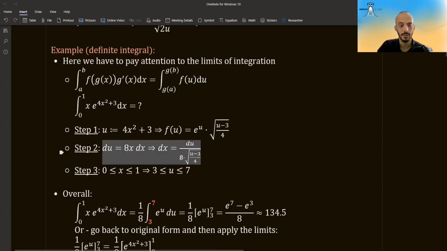So dx is du divided by 8 times x, and x is the square root of u minus 3 divided by 4. And step 3, now it is applicable. x goes from 0 to 1, but when x is equal to 0, u is equal to 3. And when x is equal to 1, u is equal to 7. So our new limits of integration will be 3 and 7.